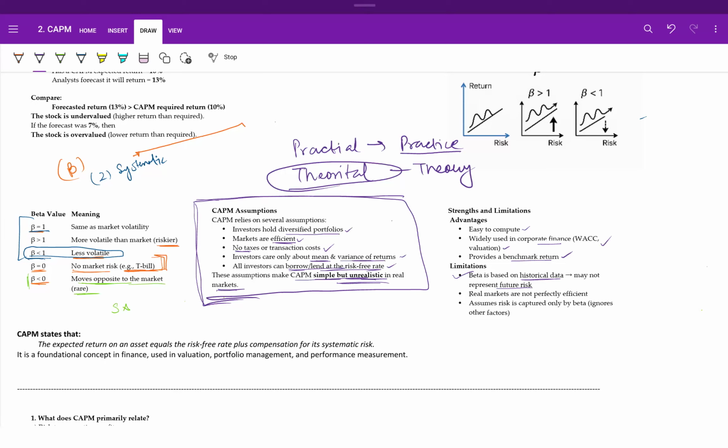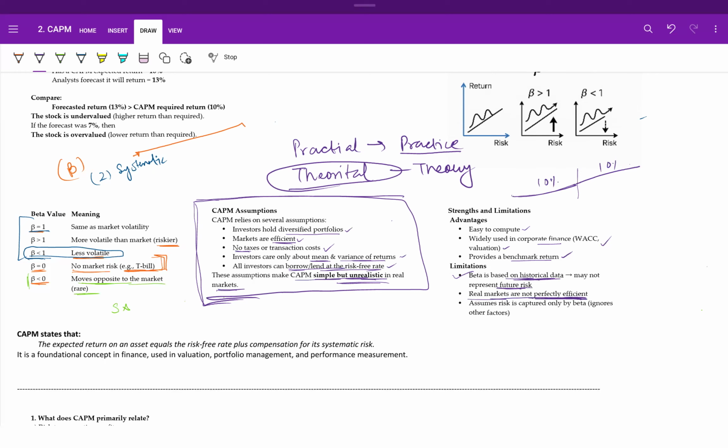The limitation is that it is based on historical data. Whatsoever was the trend in history, you cannot use historical numbers to represent the future risk. You cannot assume that previously the risk was 10%, so in future also the risk is going to be 10%. It's a limitation of the capital asset pricing model. Another limitation is that real markets are not perfectly efficient. And yes, this is true.